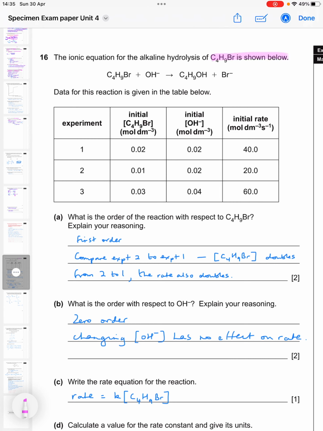Number 16, the ionic equation for the alkaline hydrolysis of C4H9Br is shown below. So this is the equation here. We've got that plus the OH minus gives us C4H9OH, which is butanol, and then the bromide ion. So data for the reaction is given in the table. So we've got the initial concentration of the bromobutane, the hydroxide ion, and then the initial rate for each.